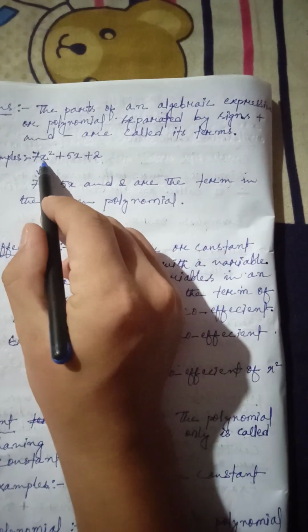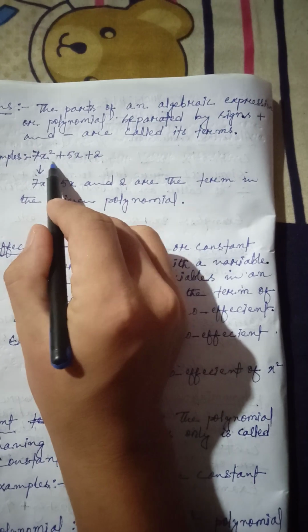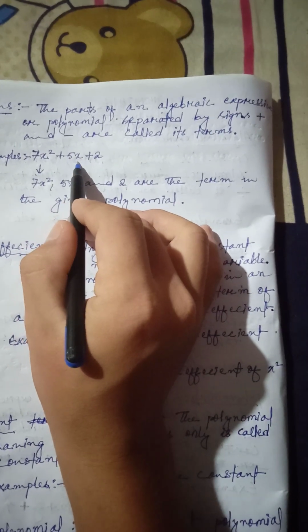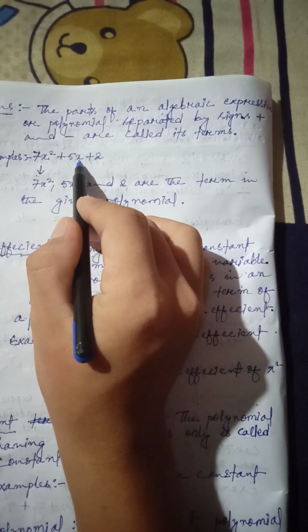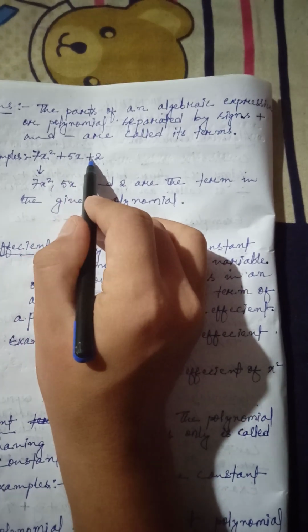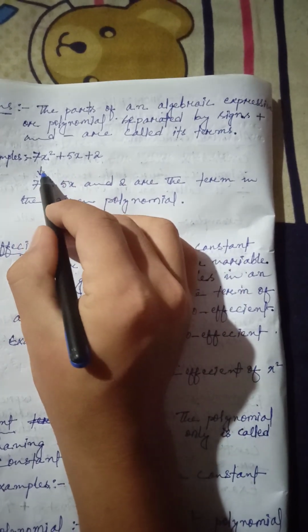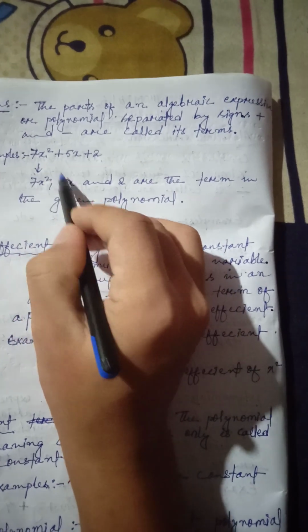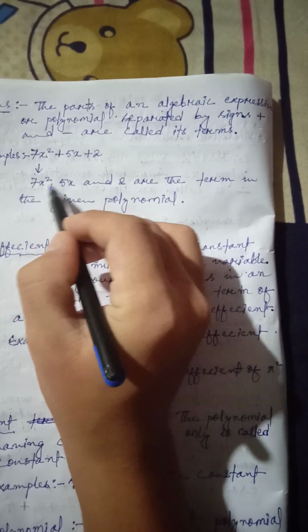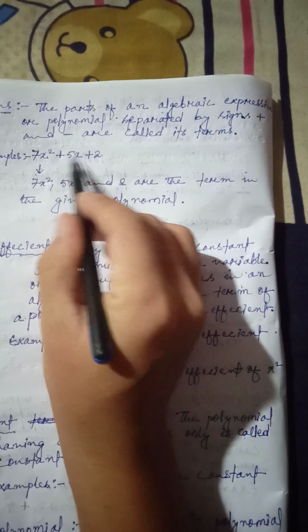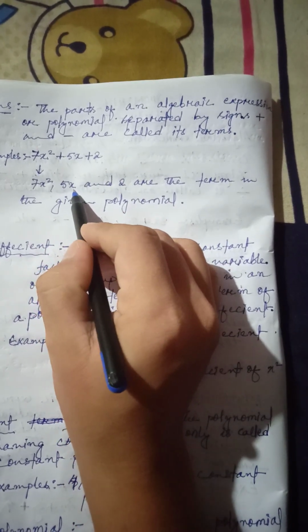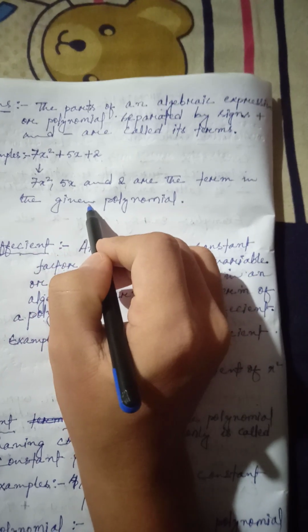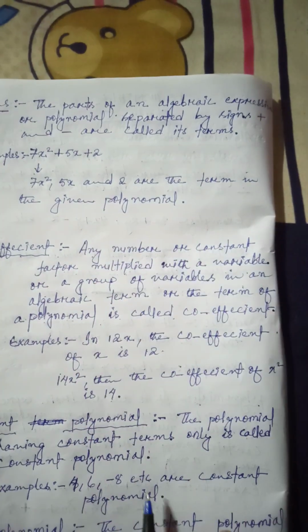As we can see here, this is the given polynomial, an example of a polynomial. Here it is 7x squared, and here it is 5x, separated by plus. Let us take this one as a part: 7x squared and 5x, separated by plus. So all these parts which are separated by plus or minus, we call terms in the polynomial. Okay? Is it clear to all of you?